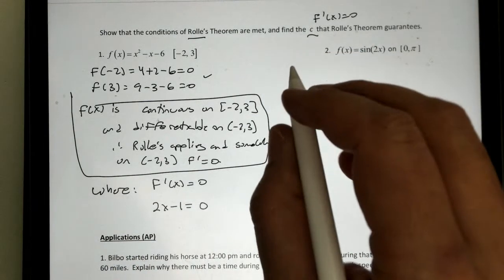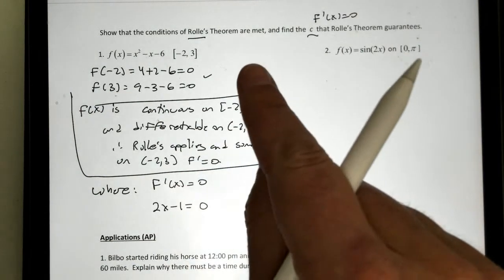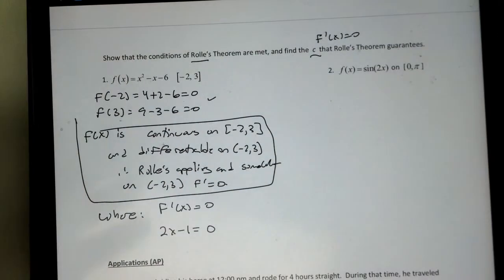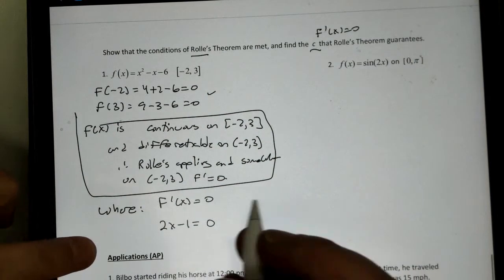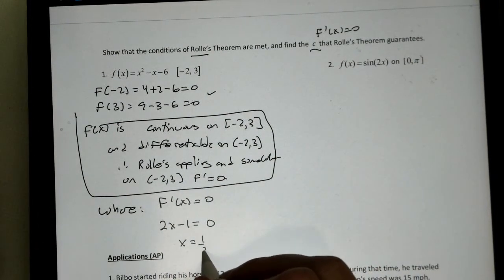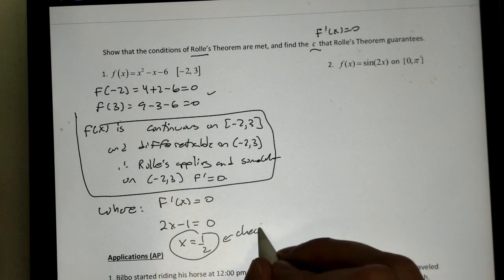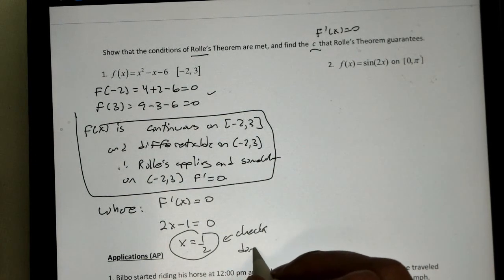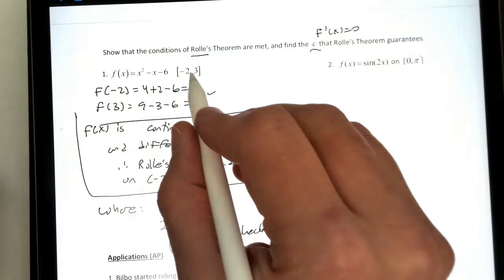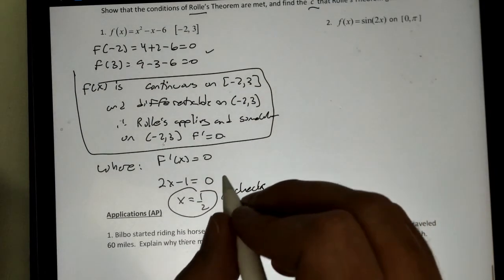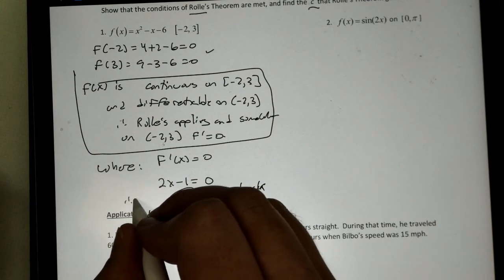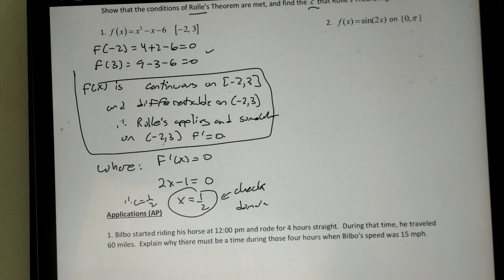That's right. Rolle's guarantees critical numbers. Did you hear that? I'm upside down. Rolle's guarantees critical numbers for us. And because it guarantees critical numbers, it's very useful. So here we can say x equals 1/2. And just check your domain. Check the domain, make sure it works. It does. 1/2 is between -2 and 3. You're like, Mr. Warnow says find C. Okay. Therefore, C equals 1/2. All right. Happy now?